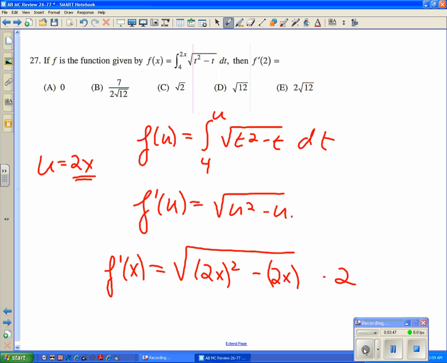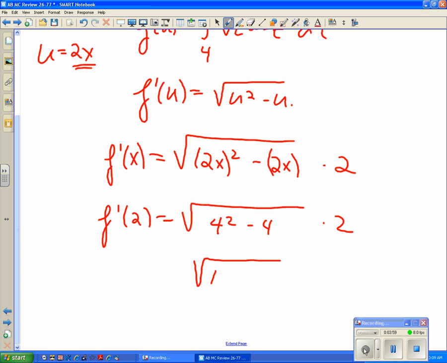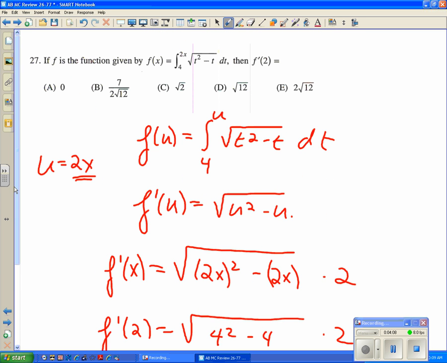And so now to find the derivative at 2, f prime of 2 would be simply put in 2 times 2, and I get 4 squared minus 4 times 2. I get the square root of 16 minus 4 times 2. I get 2 square roots of 12. So looking at my options up above, I see E is the answer.